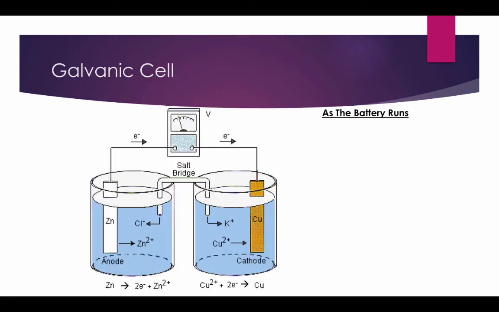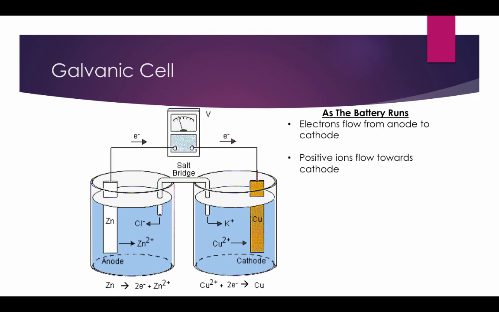Now let's consider what happens as the voltaic cell, or the galvanic cell, or the battery, whatever you want to call it, runs. Here we have a picture of the same voltaic cell we saw in the previous slide. We've just put the cathode on the right and the anode on the left, but it's still the same cell. Also notice that here our salt bridge is KCl, which is another common option for salt bridges. As we've already said, as the battery runs, electrons will flow from anode to cathode because the anode loses electrons and the cathode gains electrons.